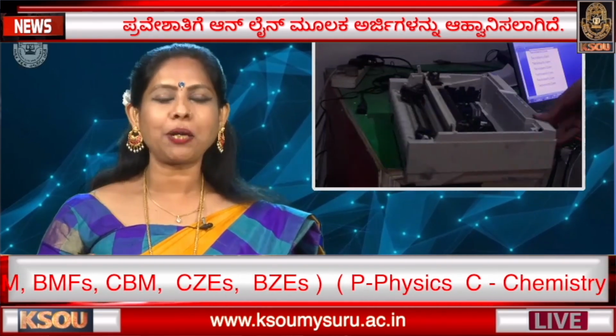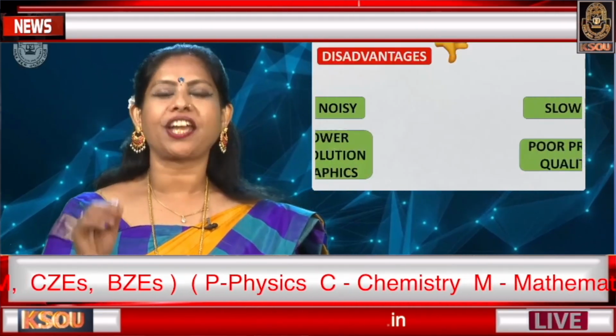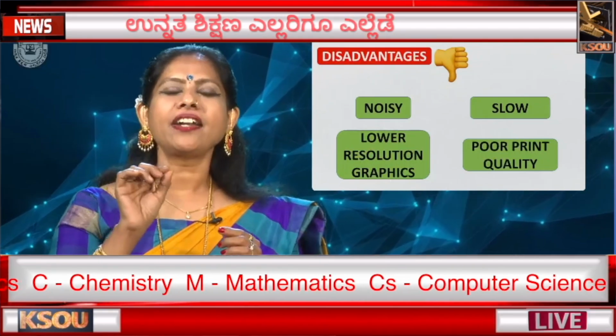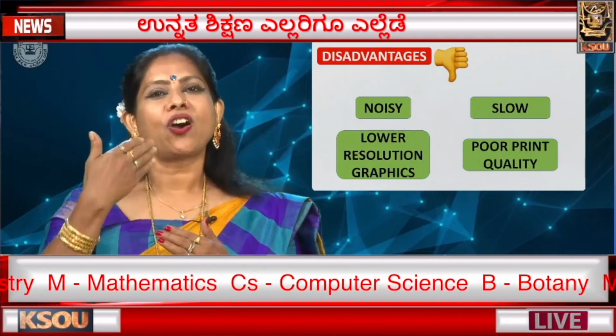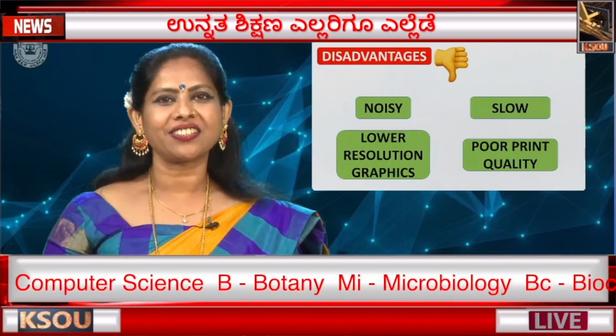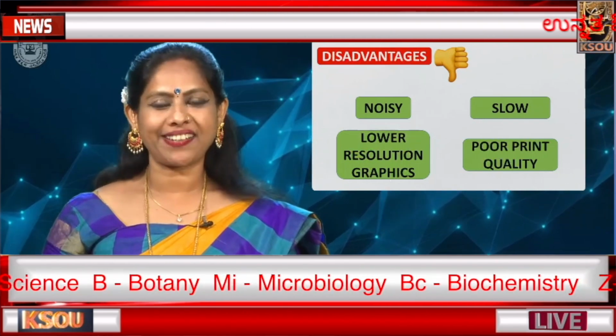So, this is the dot matrix printer. It prints using impact technology. It just strikes the ribbon cartridge and that impression is made on the paper. The pin head has dots. So, this is called a dot matrix printer.